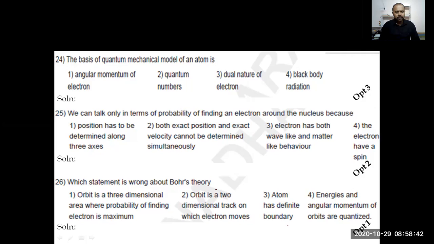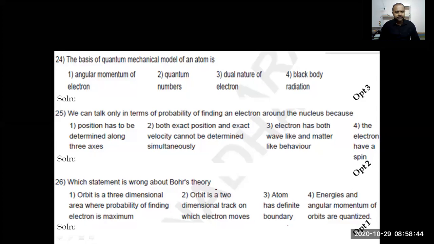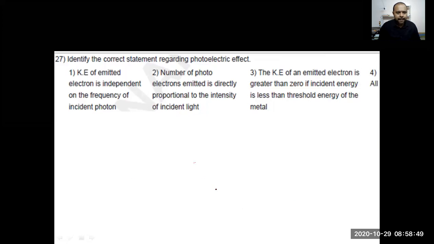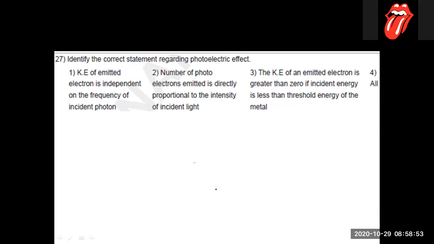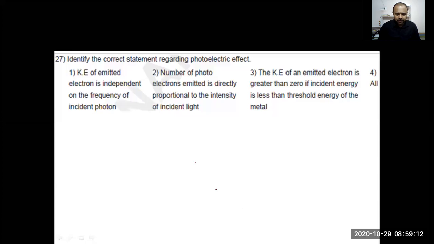Okay. I shall proceed now. 27. Identify the correct statement regarding photoelectric effect. Option 2, sir. Exactly. So the number of photoelectrons emitted is directly proportional to the intensity of the radiation, whereas kinetic energy is directly proportional to the frequency of the radiation. Correct.